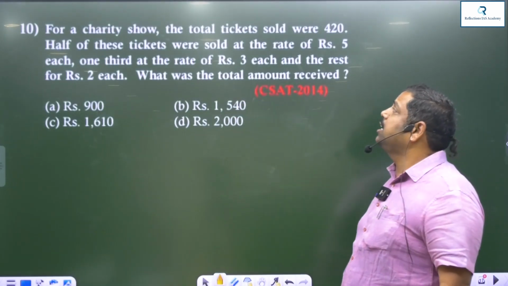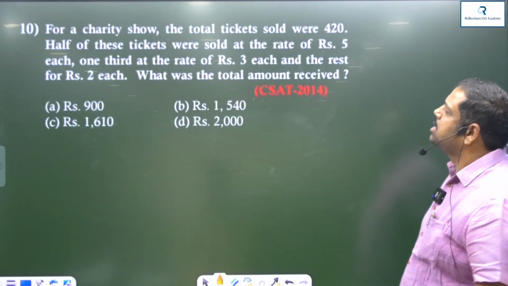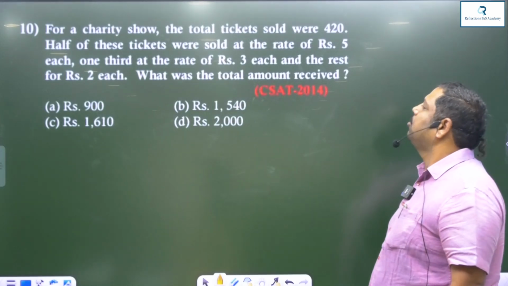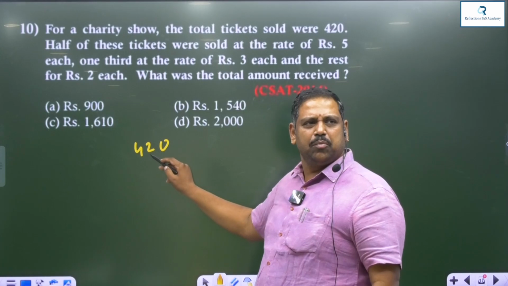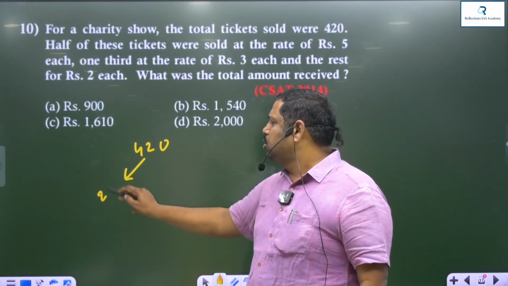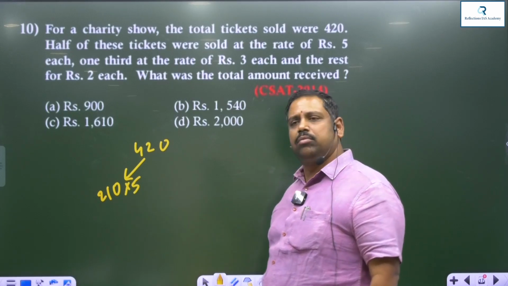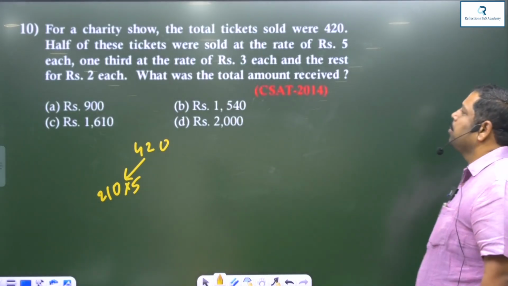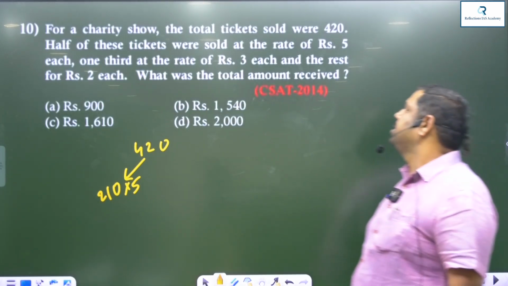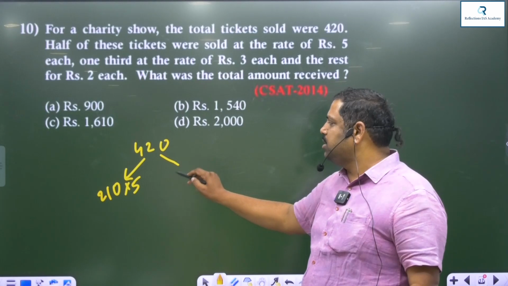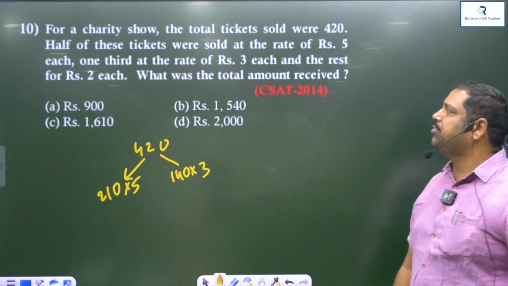For a charity show, the total tickets sold were 420. Half of these tickets were sold at the rate of 5 rupees each. Half of the tickets means how much? 210 tickets. Each one is sold at 5 rupees, so this is the total revenue. And 1/3 at the rate of 3 rupees each. 1/3 means how much? Each one at 3 rupees. And the rest for 2 rupees each.